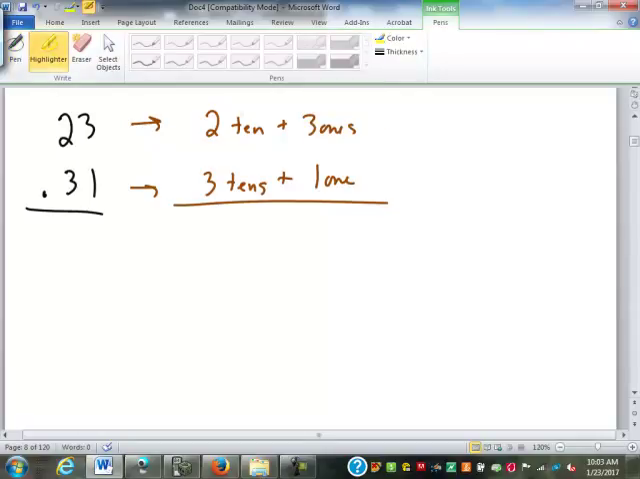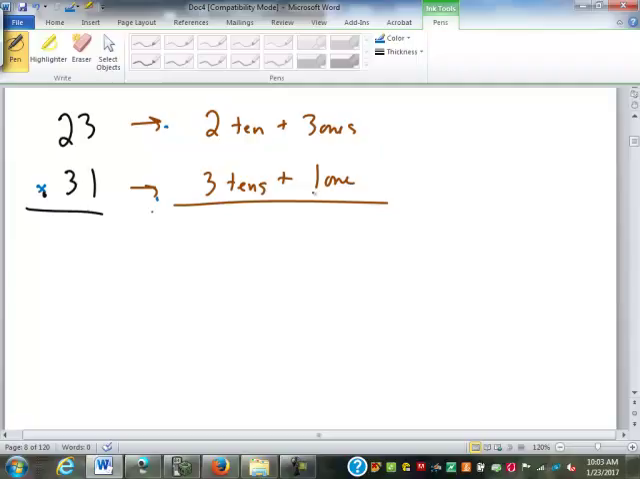What that means is not only can we combine these 2 tens with these 3 tens, but we can combine the 2 tens with the 1 one. In fact, every digit in one number can be combined with every digit in the other number. And that's all that long multiplication is, an organized way of making sure every digit in one number gets combined with every digit in the other number.